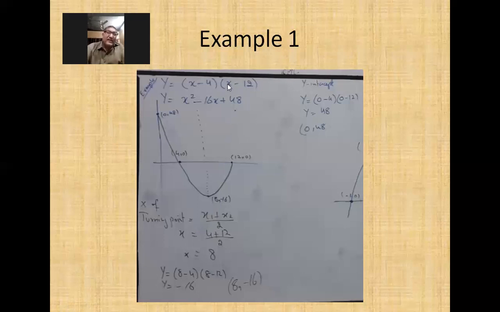So put in the original equation 8 in the place of x. You can see here we have put 8 in x in the original equation. So y will be minus 16. So the turning point is 8 comma minus 16.